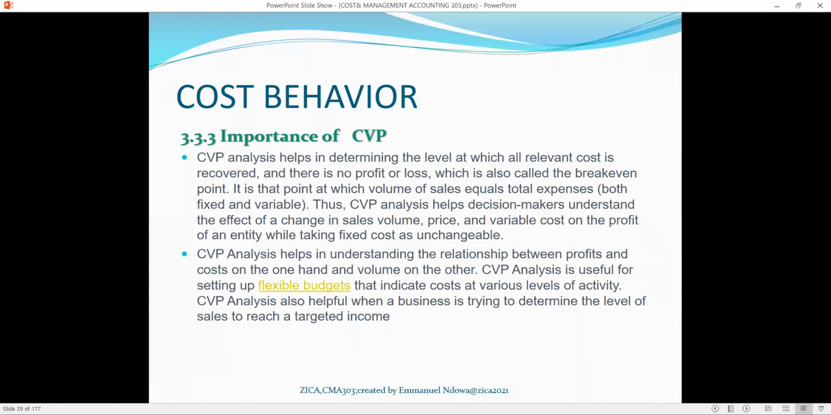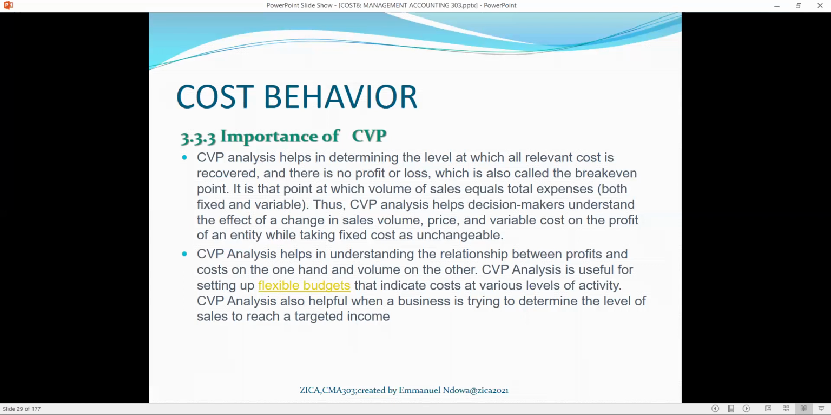So the management would need to see, if we change the sales volume, if we change the price, if we change the variable cost, what will be the impact on our profits? Because the management is mainly concerned with the profits. That's the essence of running a business. You need to make some profits. So that's the reason why we are making an analysis of the cost volume profit analysis.